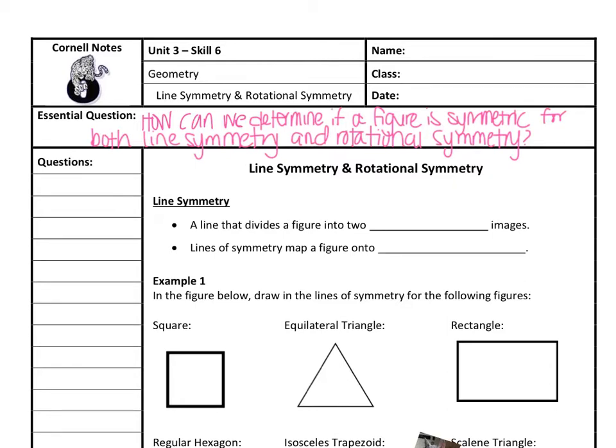So line symmetry is a line that divides a figure into two congruent images, and lines of symmetry map a figure onto itself. So it's like you're creating a mirror image.